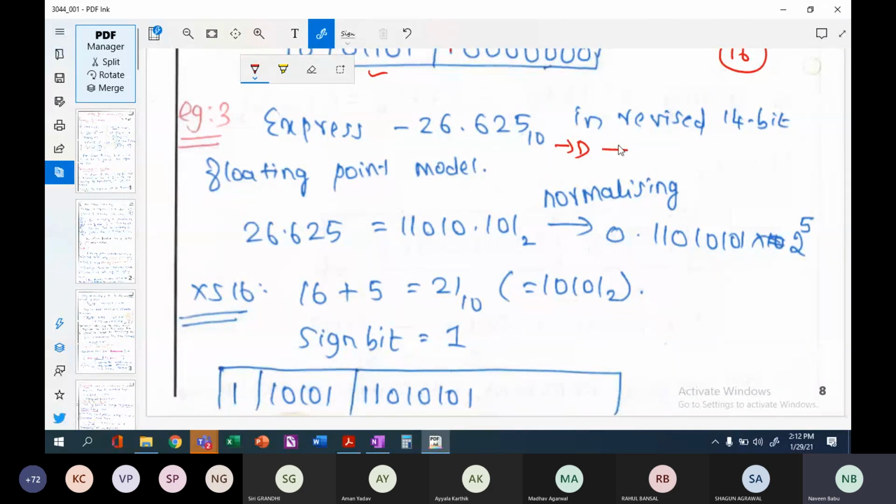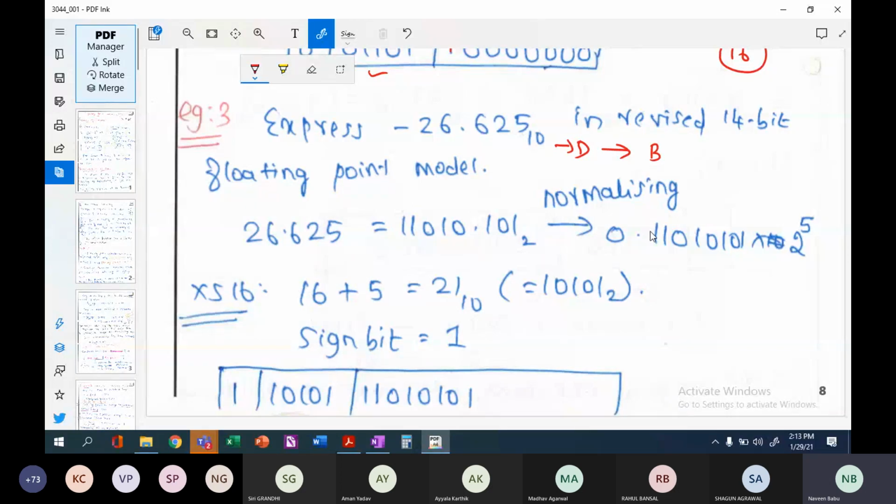First step is to convert this into its equivalent binary. How do you convert this into binary? So 26 can be converted as 11010, and then .625 can be represented as .101 to the base 2. So we have converted it into binary.